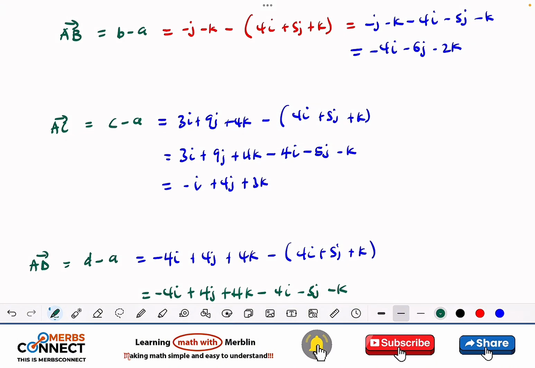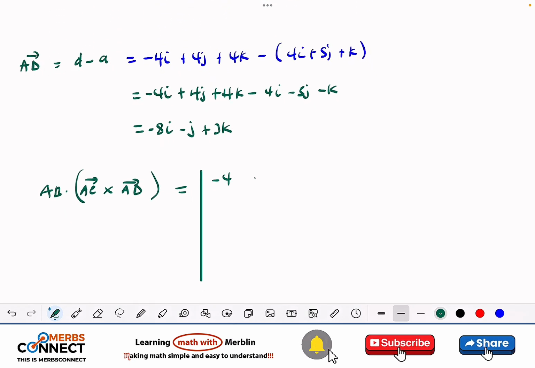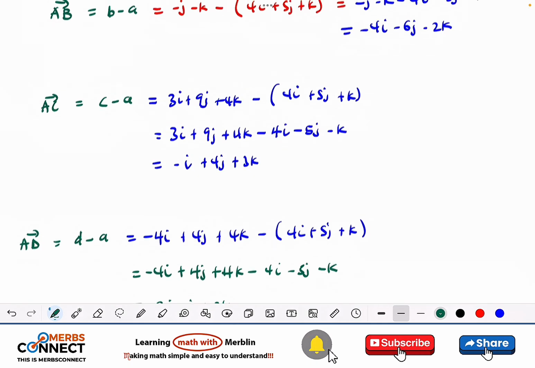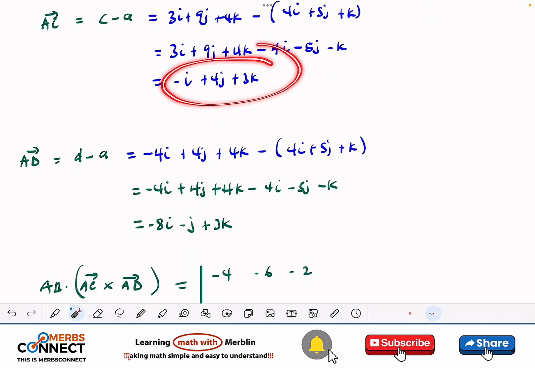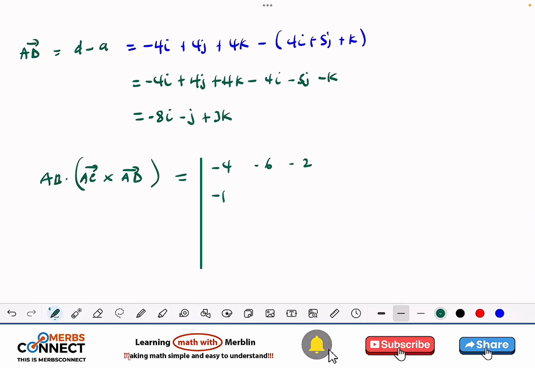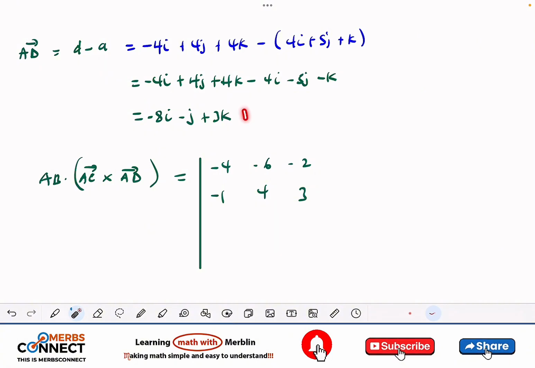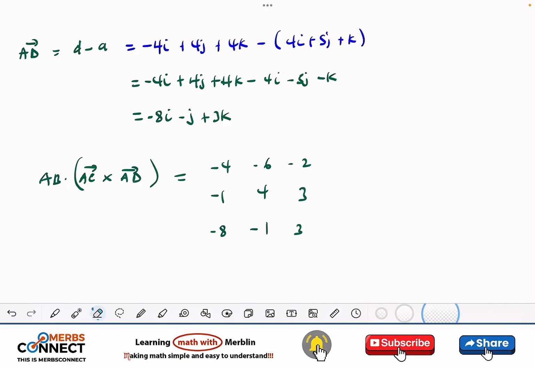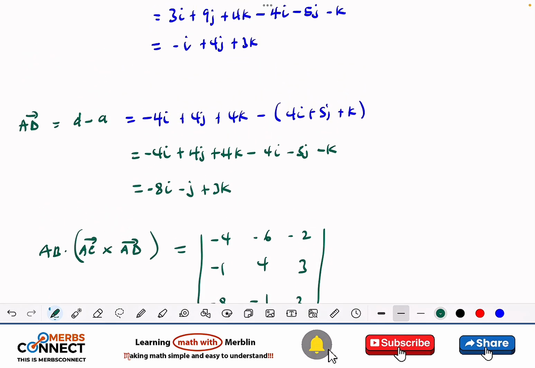AB is minus 4, minus 6, minus 2, which is here. And then AC is minus 1, 4, 3. Good. And then the last one, which is minus 8, minus 1, and 3. Good. So that's what basically we are going to get. Okay, so let's go through quick, and then we see what we are going to get.